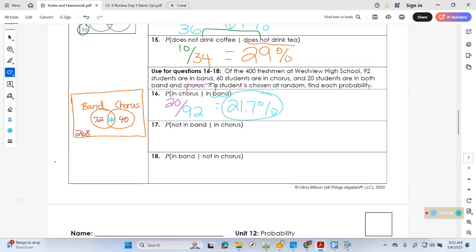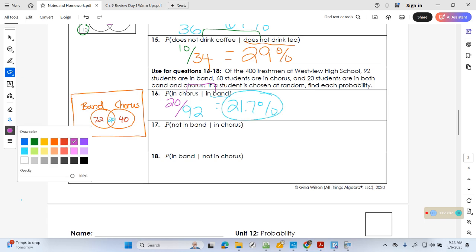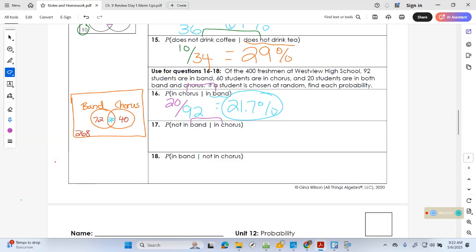Okay. Final 2. Okay, not in band and in chorus. So how many are not in band? So eliminate the band circle, but you are taking chorus. 40. So if you take off the whole band circle, there's 40 left for chorus. Okay, the denominator, how many total kids take chorus? 60, the 20 and the 40. 66.6%, 67, whatever you want to round to.